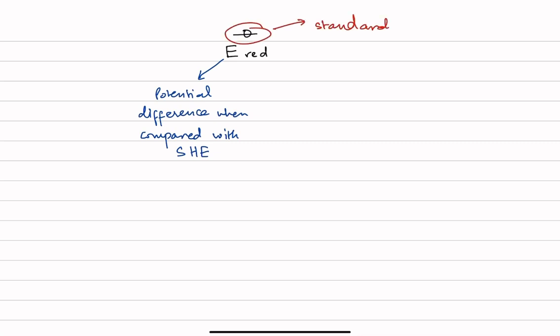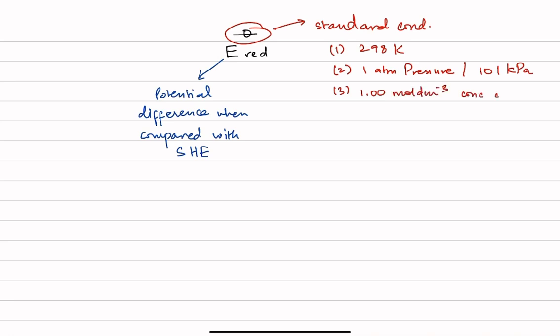And when we talk about that symbol, the symbol on the top is for standard conditions. These standard conditions mean 298 Kelvin, 1 atmosphere or 101 kilopascals, and 1 mole per dm cubed concentration of all the ions involved. If you have multiple ions, they all should be at 1 mole per dm cubed concentration.